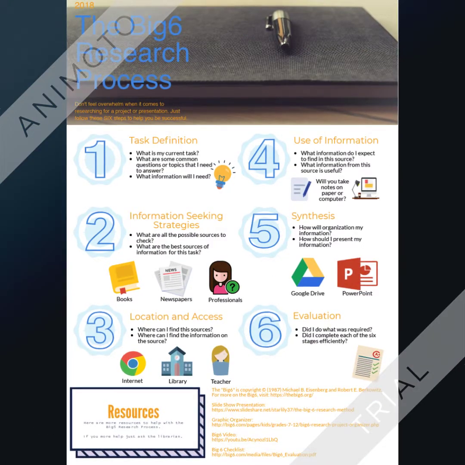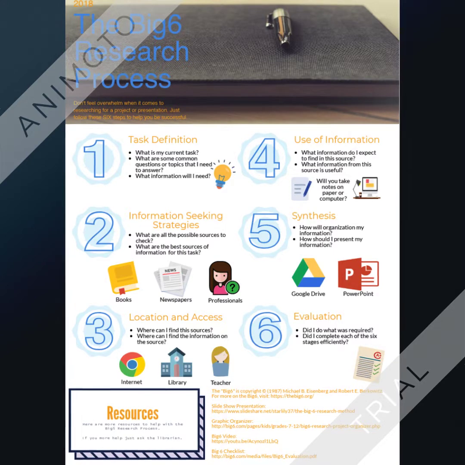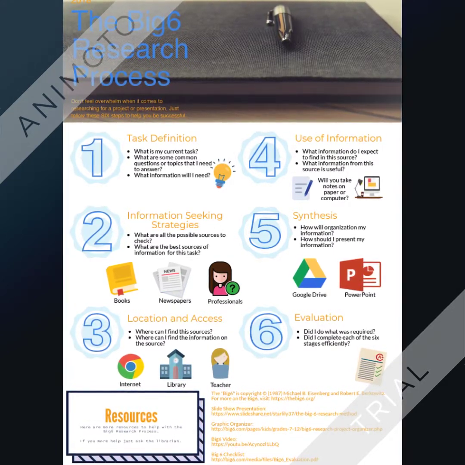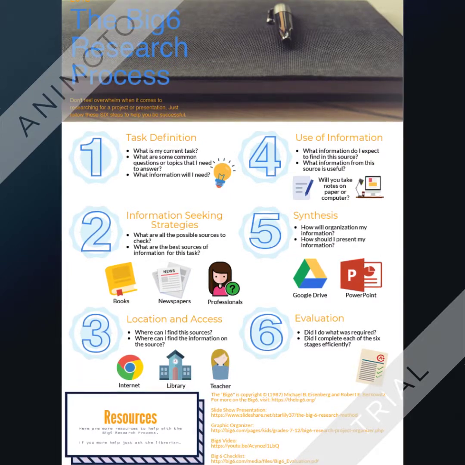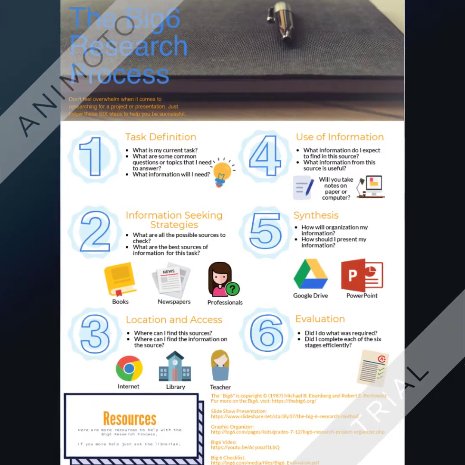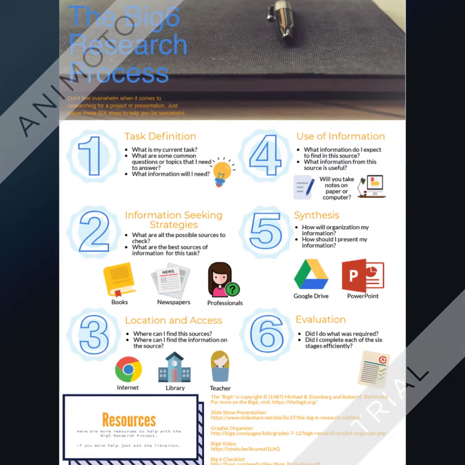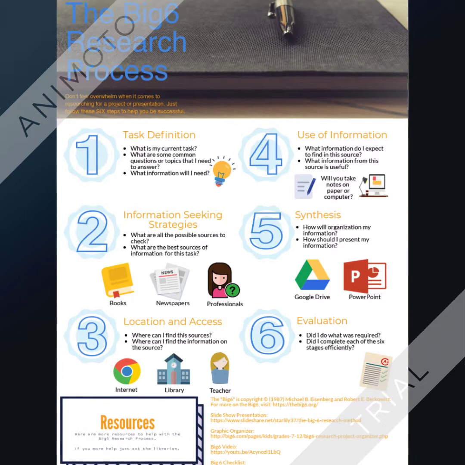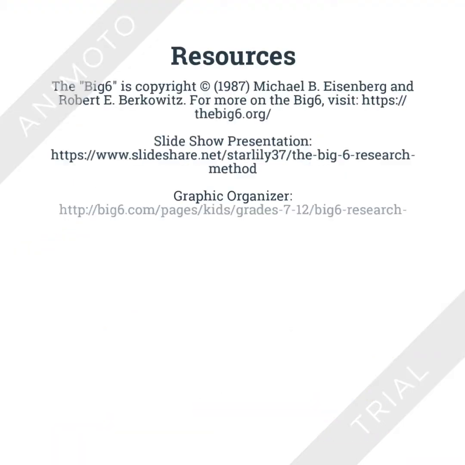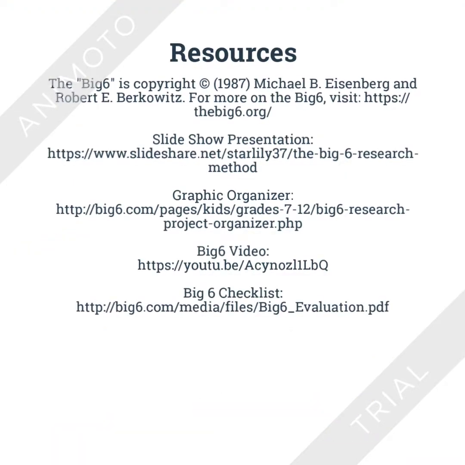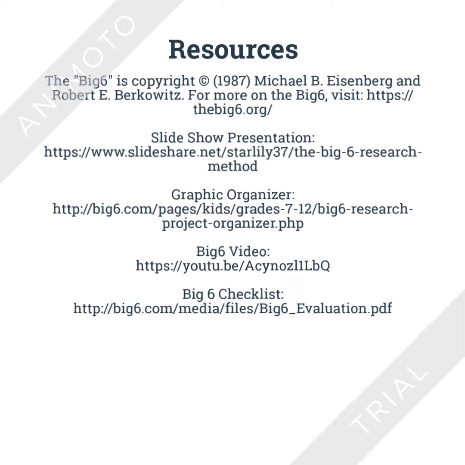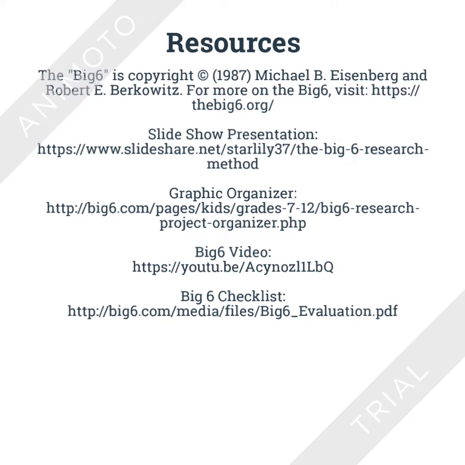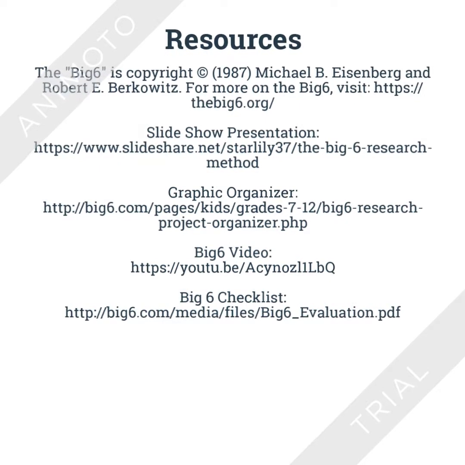Along with the lesson is a handout that describes each of the 6 steps in the Big 6 research method. In each step, there are some questions to ask yourself to make sure that you're going through each step effectively and efficiently. And there are also some resources at the bottom of the page that can help you along the way in your research project. Most of the information presented to you today is from the Big 6 website. Other resources also include a slideshow presentation, a graphic organizer, a Big 6 video, and a Big 6 checklist.